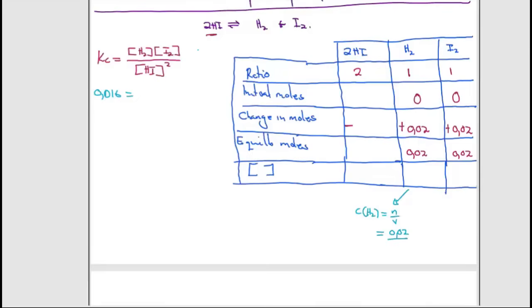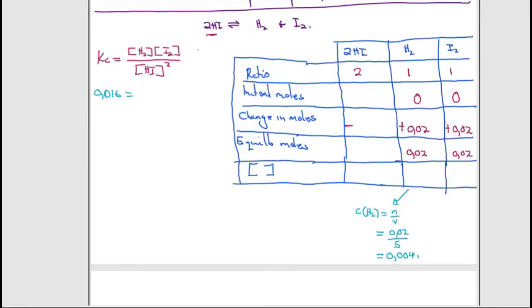So all over 5 there. If we divide 0.02 by 5, we're going to get a value of 0.004, right? So what is this?